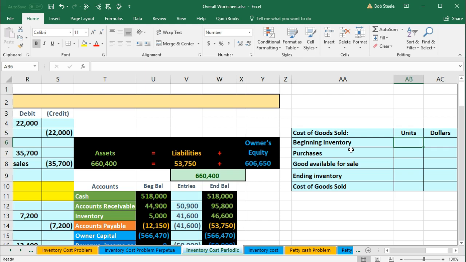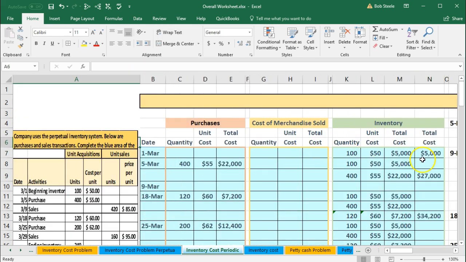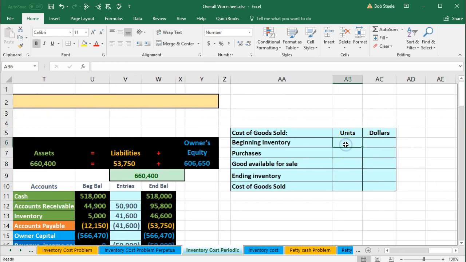We can count units, and it's pretty straightforward, the calculation. Then we started off. If we look at the units, I'm going to scroll back over with this 100 units. We started off with this 100 units here. So we're going to scroll back over here. We're going to put that, I'm over here in AB6. So in AB6, we're going to say that we had 100 units that we started off with.